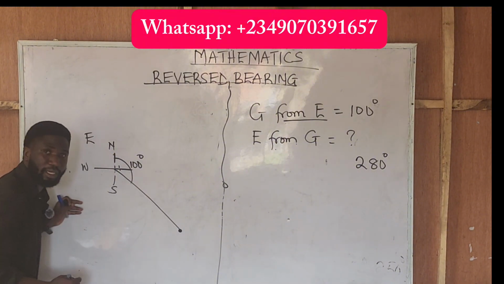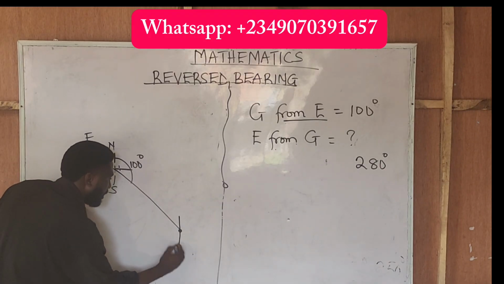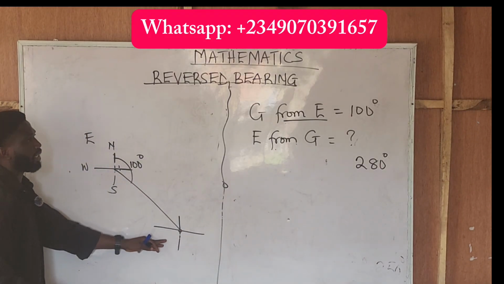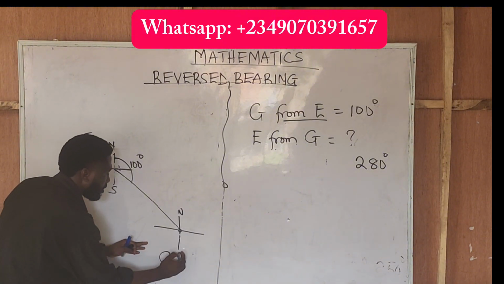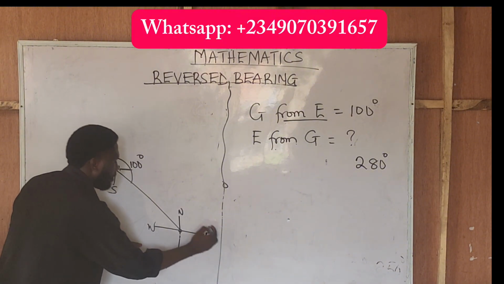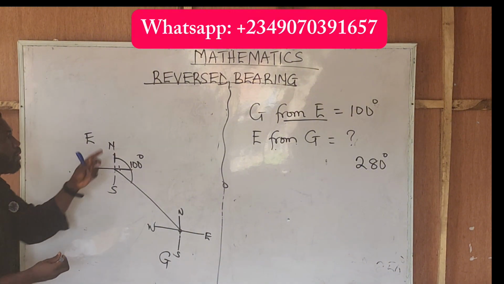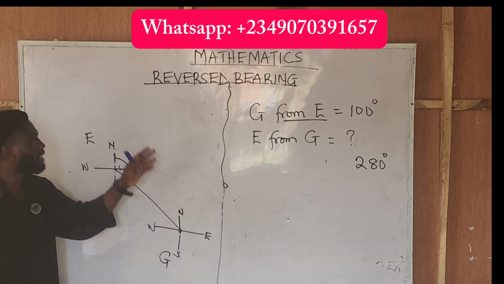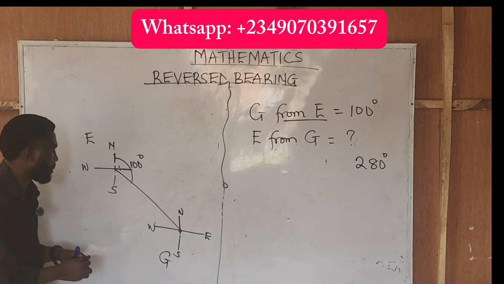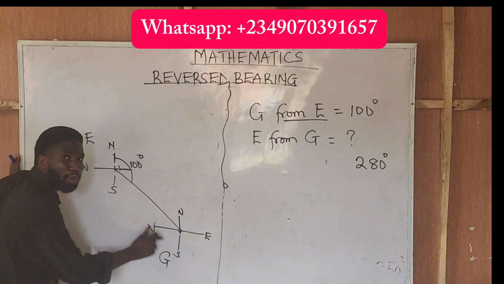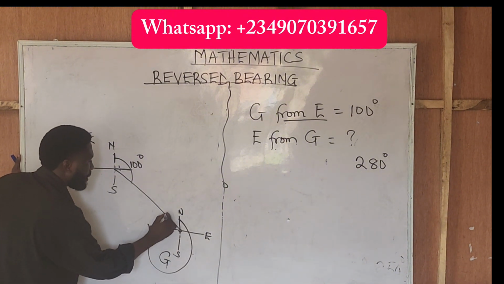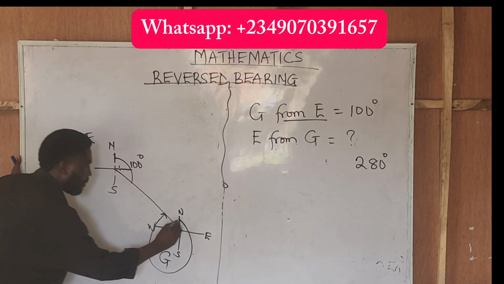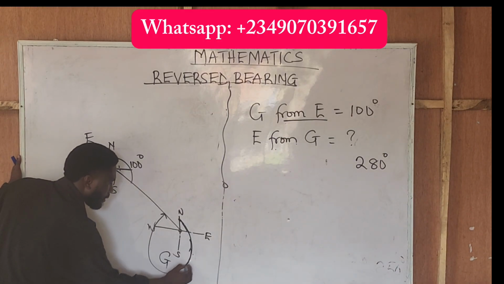So locate a center point now, and then this point will represent that of the G. Here is G. The north, south, west, and the east. So the question says that G from E is 100. Now what is E from G? From G, it is moving clockwise from the north. From here now till we have this point. That's the meaning. From here to this point.